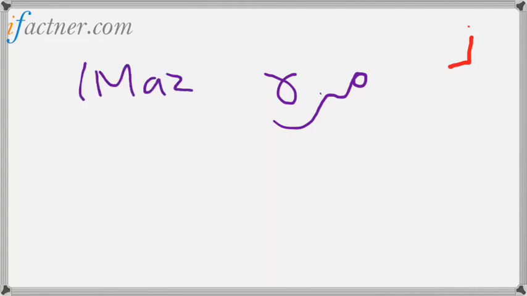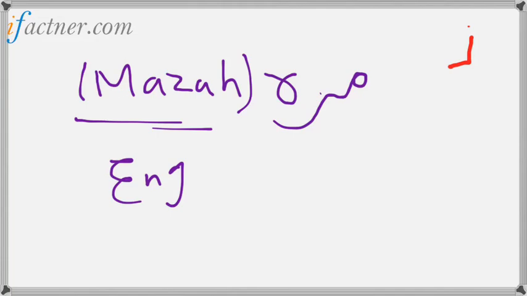There's a word called Maza. Mim, Z, A. Maza is pronounced as M-A-Z-A-H. Maza. Maza means to enjoy. Maza aa raha hai. I am enjoying.